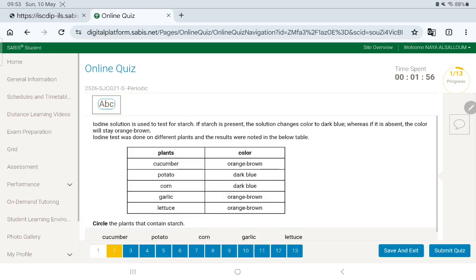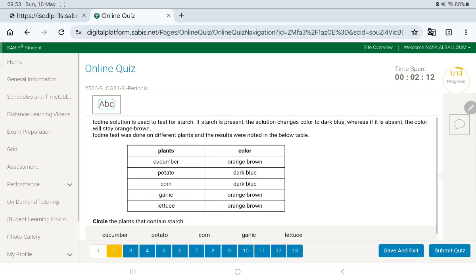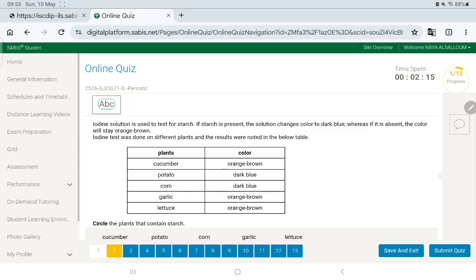Next question. Iodine solution is used to test for starch. If starch is present, then the solution should change to dark blue. So if the starch is absent, the color will stay orange-brown. So let's see. Circle the plants that contain starch. This is a really straightforward question. They said, if starch is present, then the solution changes to dark blue. So let's see which solutions change to dark blue.